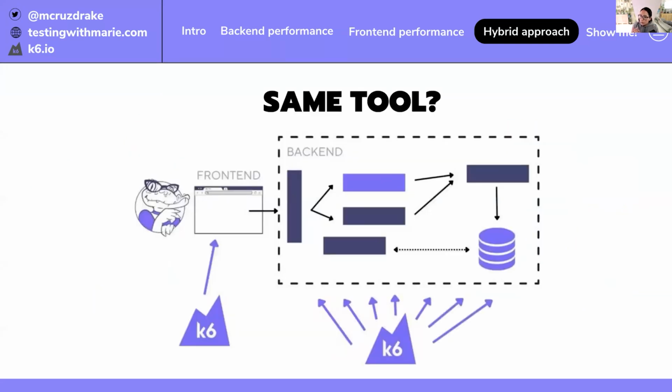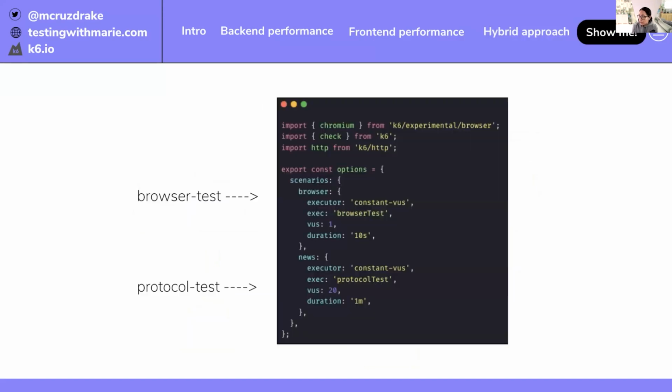A common problem when you're doing this hybrid approach with different tools is script duplication, because of the differences in the two approaches. So in k6, we have created the same tool that can do both front end and back end. This can provide you with a simpler developer experience where you can just update your existing protocol tests and then add browser tests on top of it. So how does that look? Again, this is using k6.